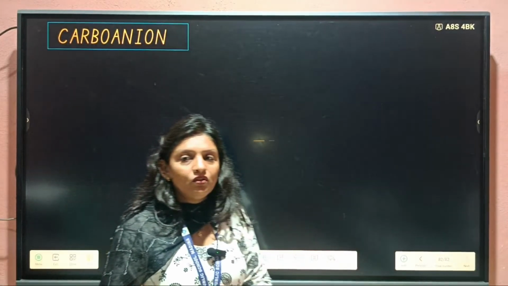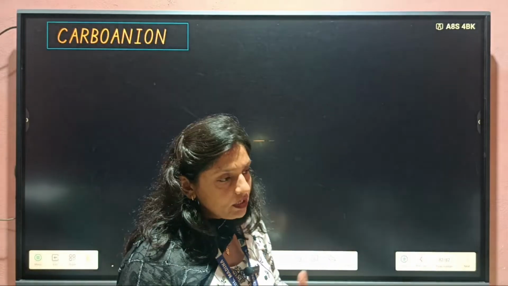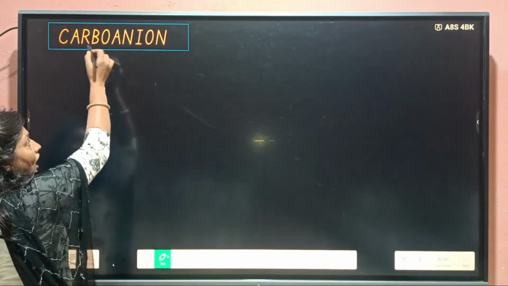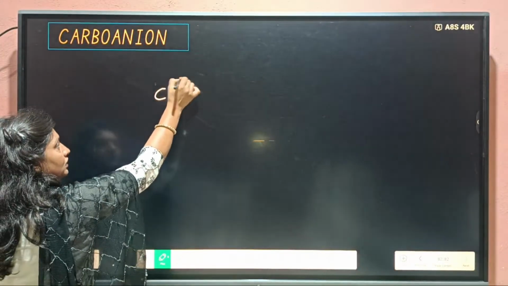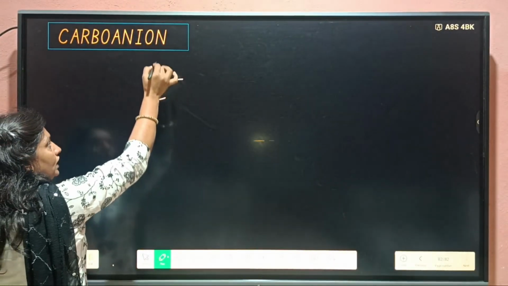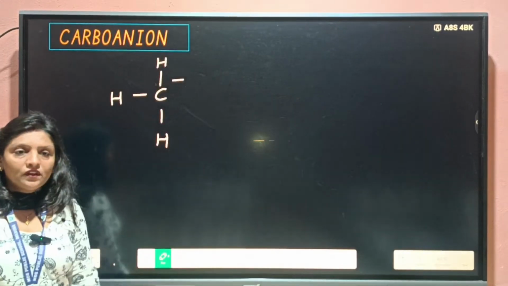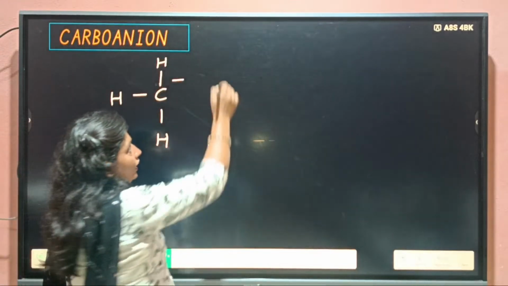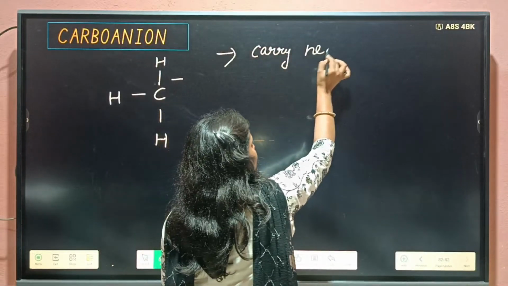In carbocation, what was there, students? Carbon has positive charge on it, and it has 6 electrons in its valence shell. But in carbanion, carbo means carbon, and anion means carbon is carrying negative charge. So in carbanion, carbon carries negative charge.